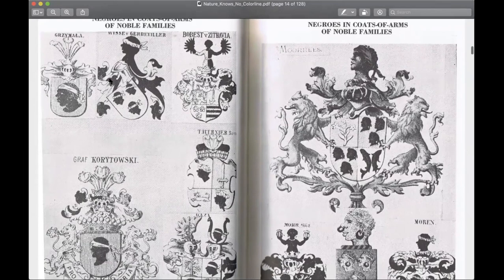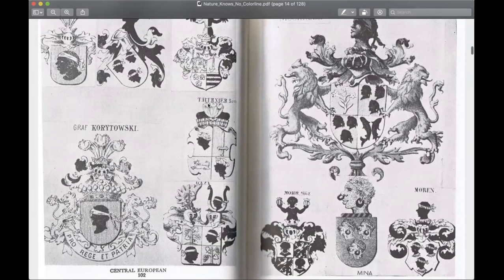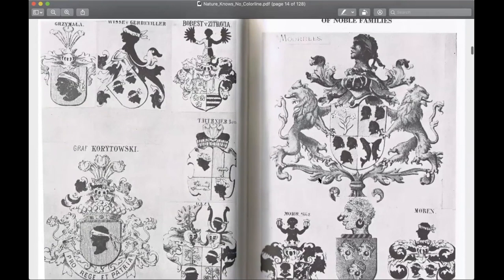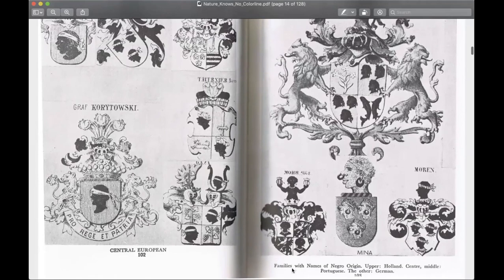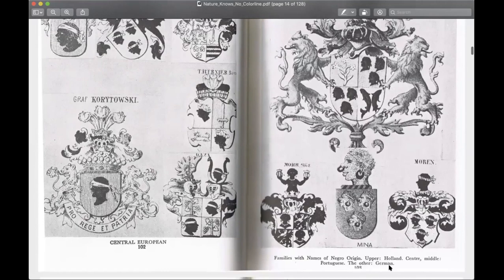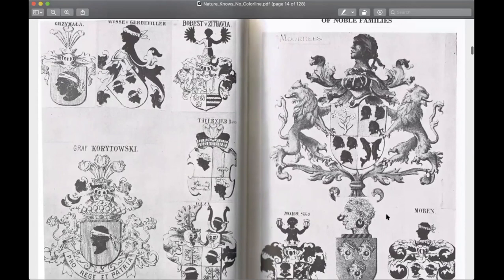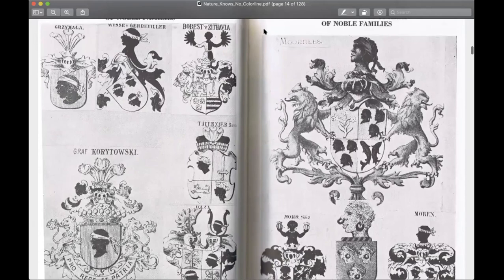This is the original people. Graf Koritowski, Taurnier, or Tonner. All right, Central European. Again, the Morils, Moor, Moren, Mina. Families with names of Negro origin, Upper Holland, Middle, Portuguese, the other German. All right, all over Europe. Again, all over Europe. Why would they put their slaves all over their family crest? Because these are not the slaves. These are the actual people.